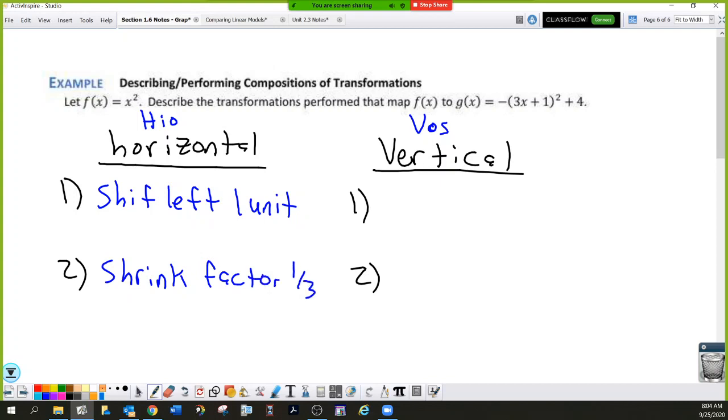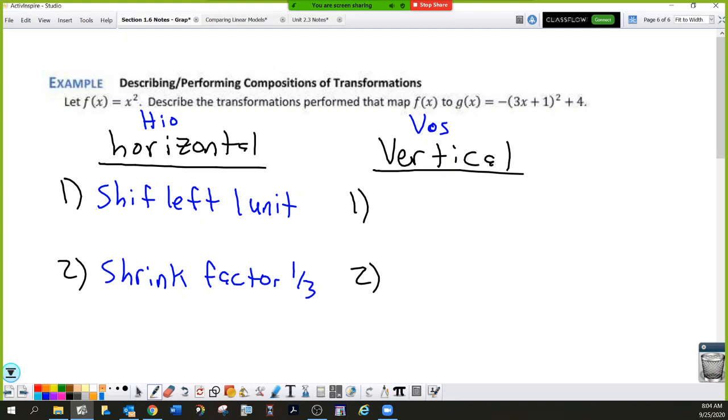Awesome. Shouldn't the shrink factor have been first? No, because it's an inside change. And inside changes have to follow the order of operations in reverse because the inside does the opposite of what we think it should. So we do the plus and minus first and then the multiplication when you're on the inside. But outside changes do exactly what we think they should.